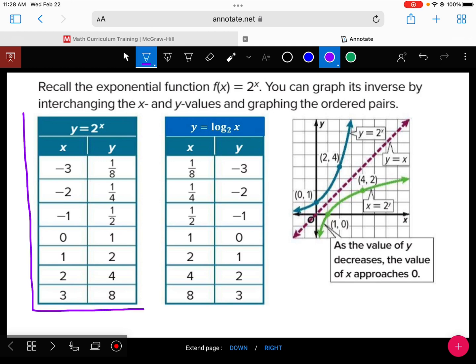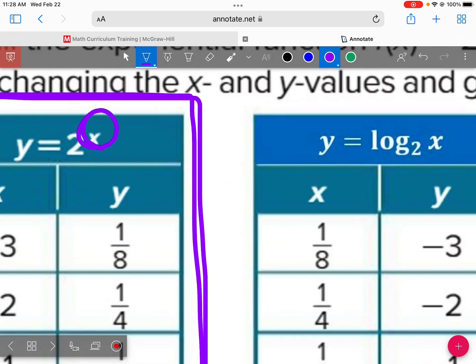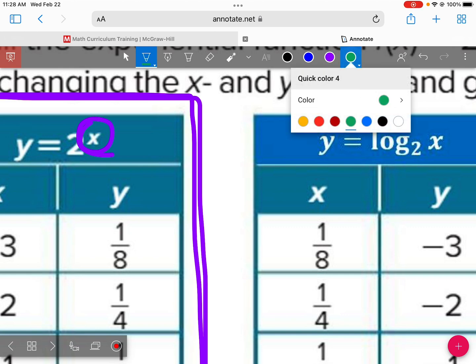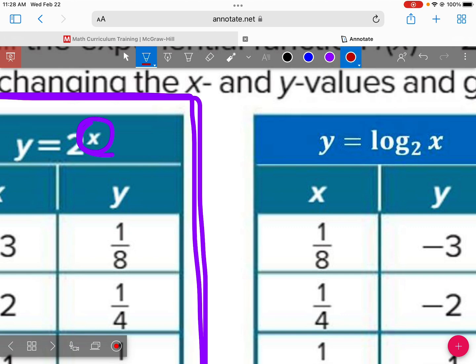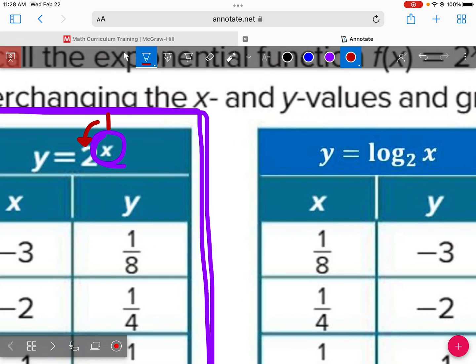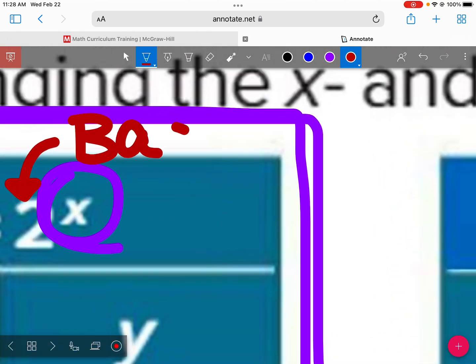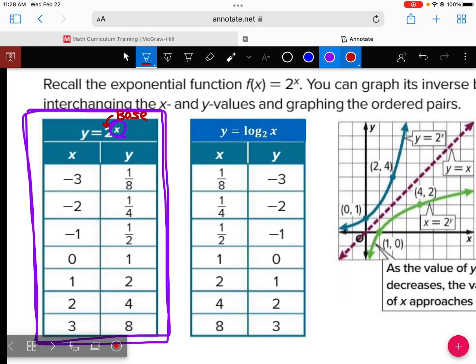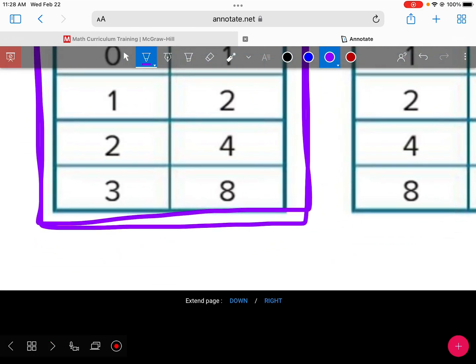This table over here. This is an exponential table. How do I know it's an exponential table? It has an exponent on it. What is my base over here? Base is 2. So this is an exponential table.